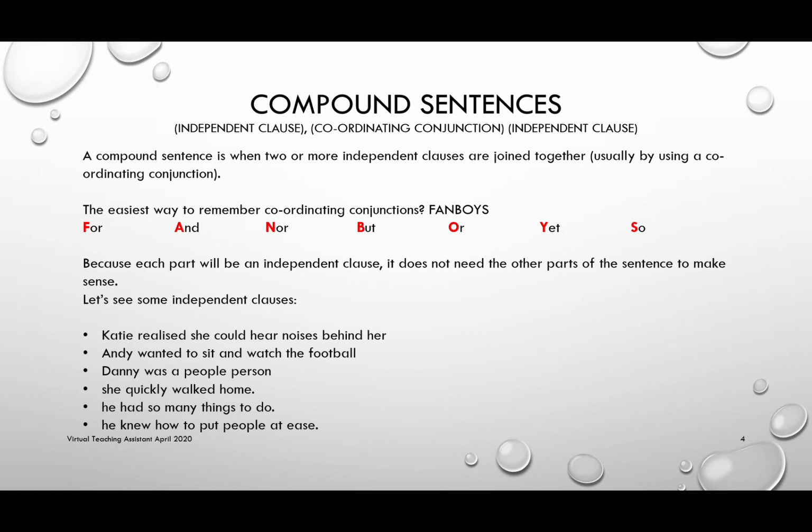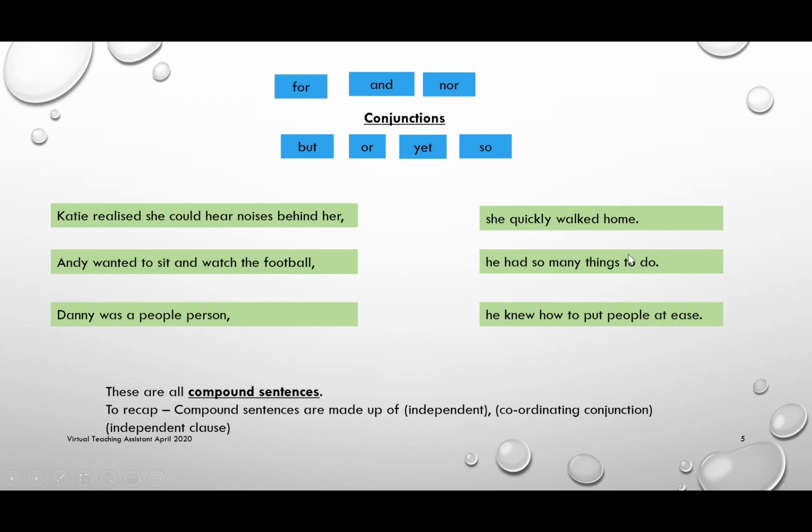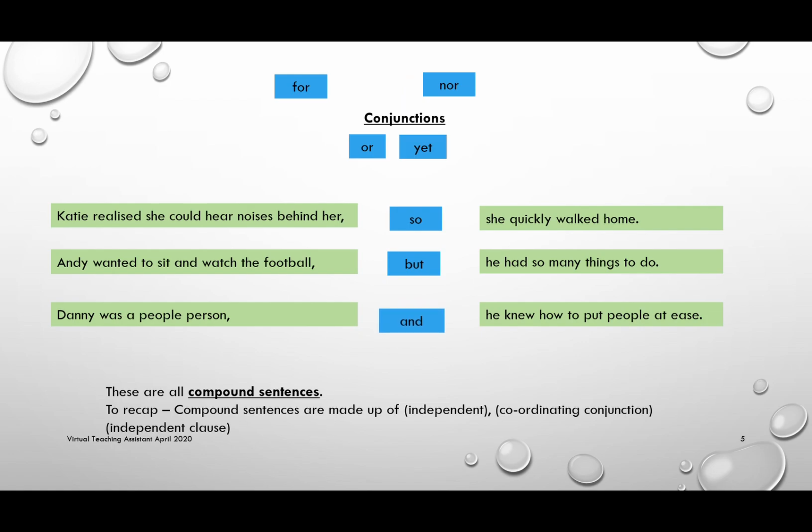Let's put them together. So, Katie realised she could hear noises behind her. She quickly walked home. Let's find a conjunction to put in here. Katie realised she could hear noises behind her, so she quickly walked home. Andy wanted to sit and watch the football, but he had so many things to do. Danny was a people person, and he knew how to put people at ease.